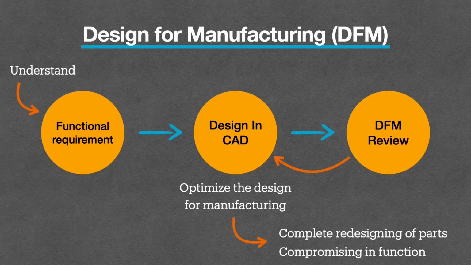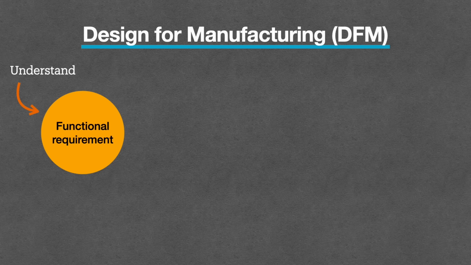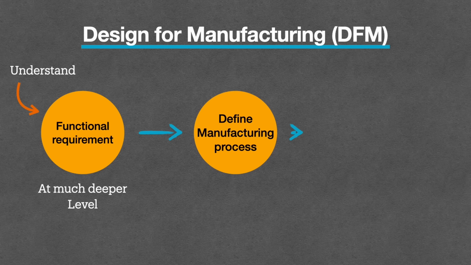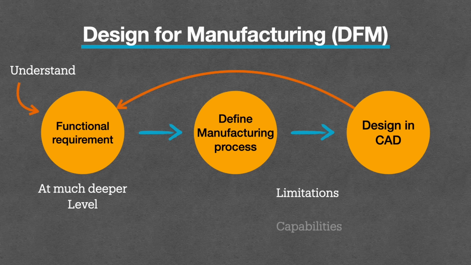So what is the correct approach? How to design for manufacturing? Before starting any design in CAD, the first step is you need to understand the functional requirement at a much deeper level, so that you can first decide the manufacturing process for the part you are going to design. And then you design the part for the function within the limitations, capabilities and tolerances of the selected manufacturing process. Confusing, isn't it? So take the same example.